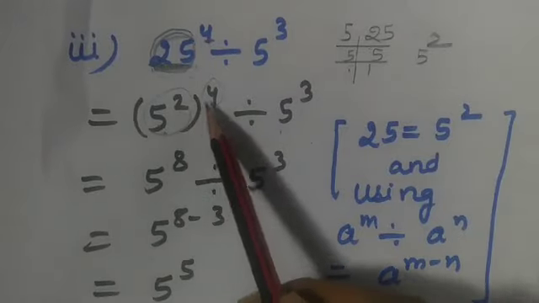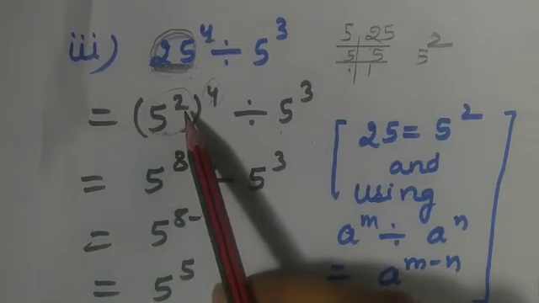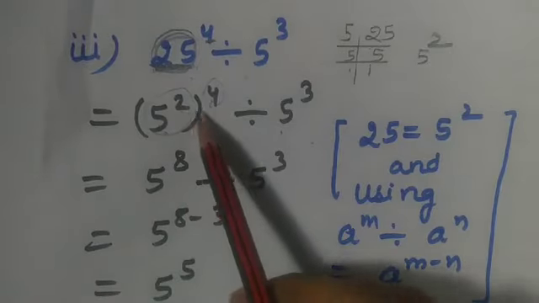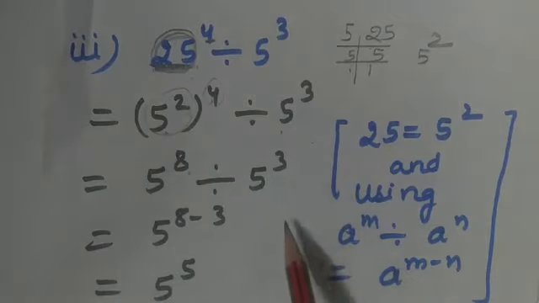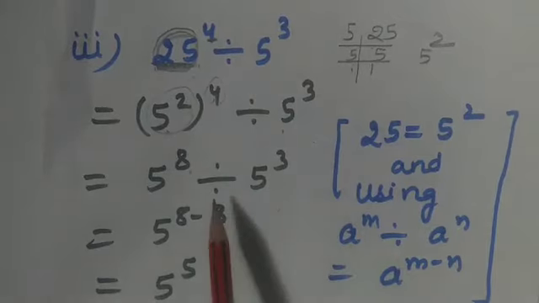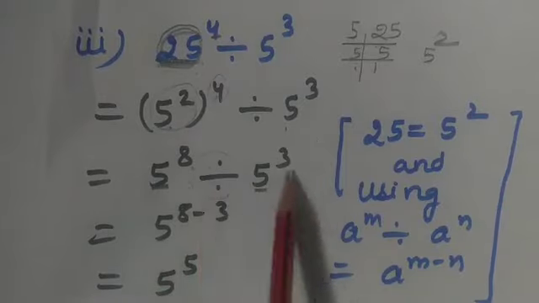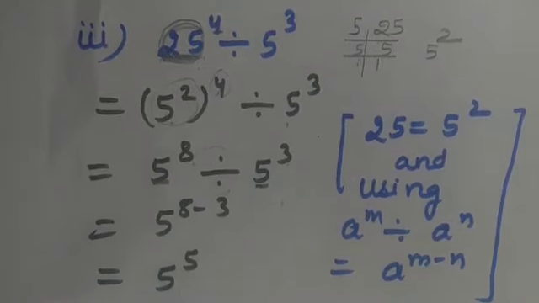Now again this is power to the power. So I will again apply the law that whenever we have power to the power, then powers get multiplied. So 2 into 4 is 8. Okay, 2 into 4 is 8 divided by 5 raised to the power 3. Now same bases, division in between, powers get subtracted. So 5 raised to the power 8 minus 3, it will be 5 raised to the power 5.